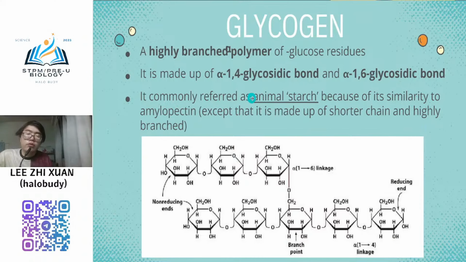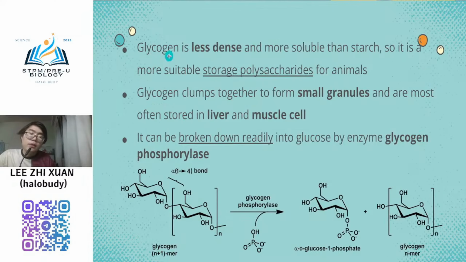Okay. So that is why glycogen is also known as animal starch, because of its similarity to amylopectin, except that it is made up of shorter chains and is highly branched. Comparing with starch, starch does not have much amylopectin. The branch is less, but the amylose chain is very long. Compared to glycogen, it is highly branched, but the carbon chain is very short. So that is why glycogen is less dense and more soluble in water. So it is a more suitable storage for animals.